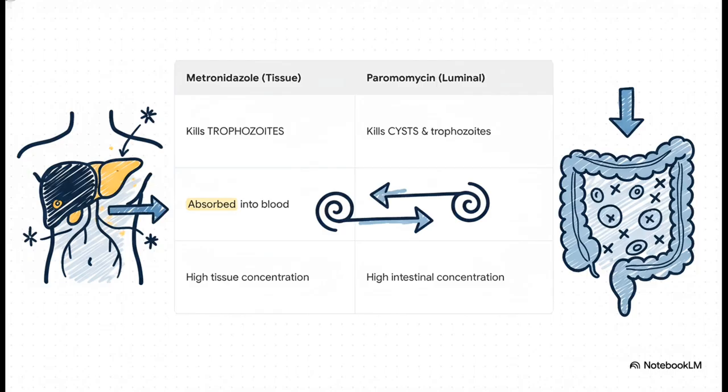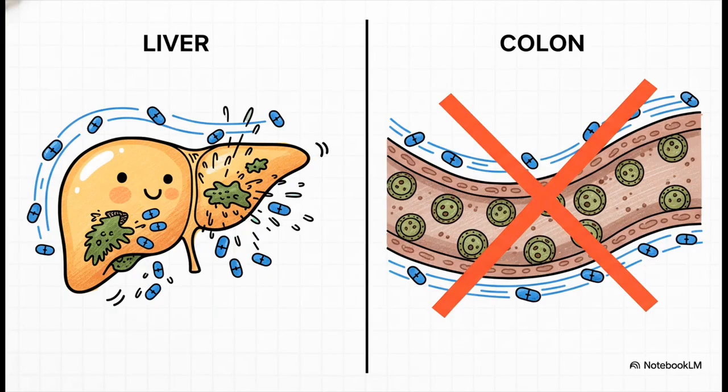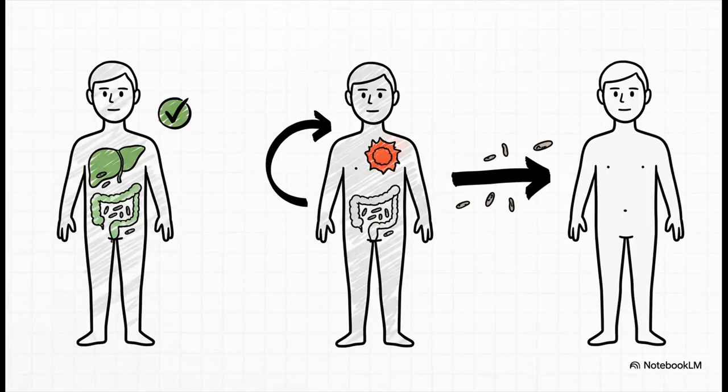The second drug, something like paromomycin, is the complete opposite. It's not absorbed at all. It stays right there in the intestine, reaching super high levels that are lethal to the cysts and any trophozoites still there. So here's the bottom line. While metronidazole is busy saving the liver, it's basically useless against that reservoir of cysts just chilling in the colon. And those cysts, they're the source of the next infection, and they're what the patient is shedding to infect other people.